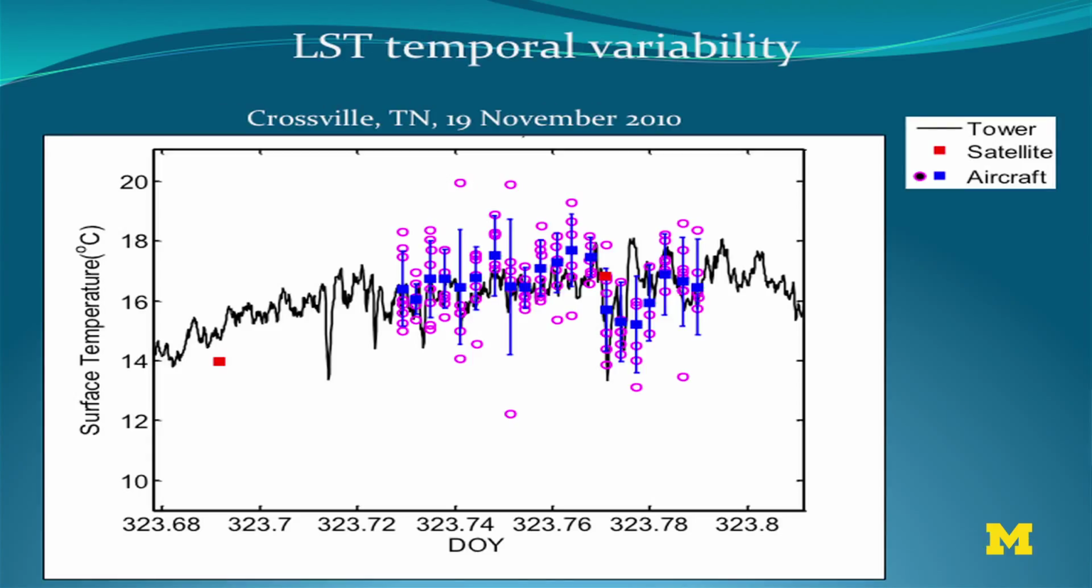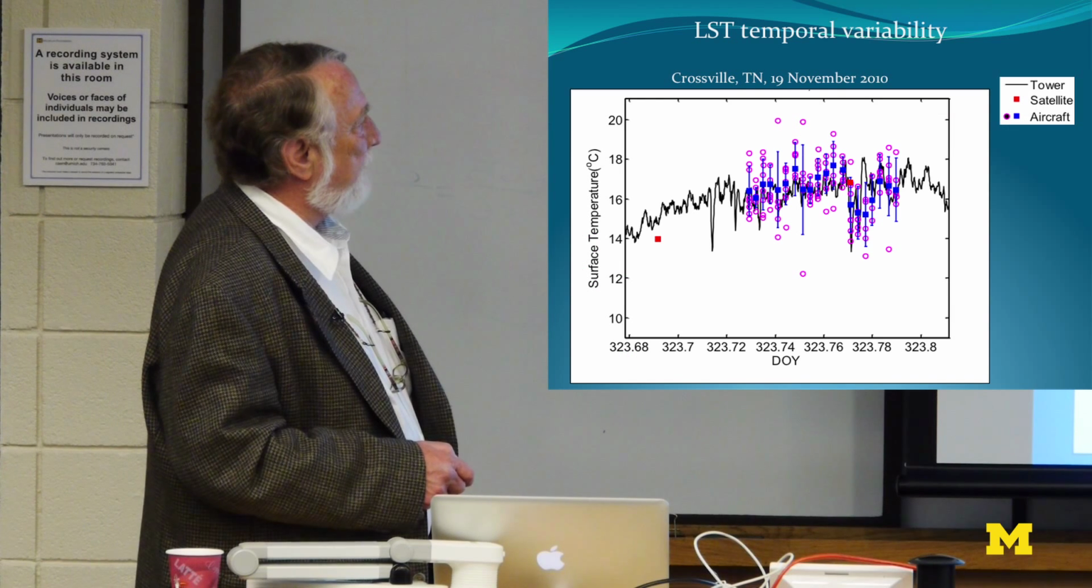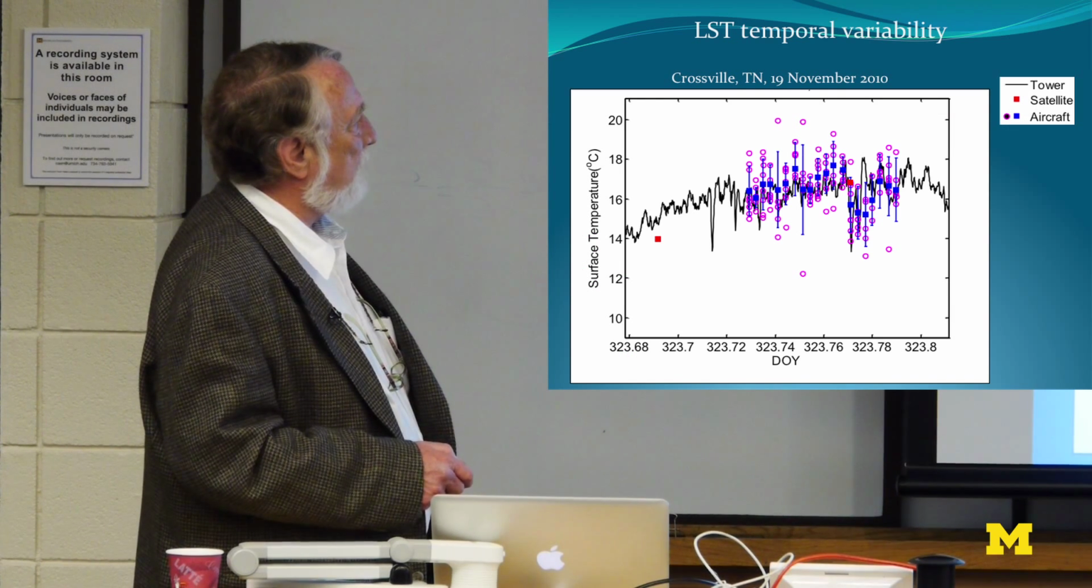So the tower is the black line. The purple is the aircraft. Those are the observations with the aircraft. And also the blue line is the aircraft. It's 2 days in there, or 2 passes. And then the red dots are actually the satellite measurements.